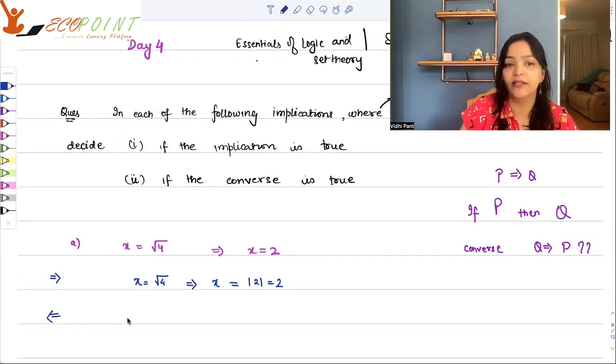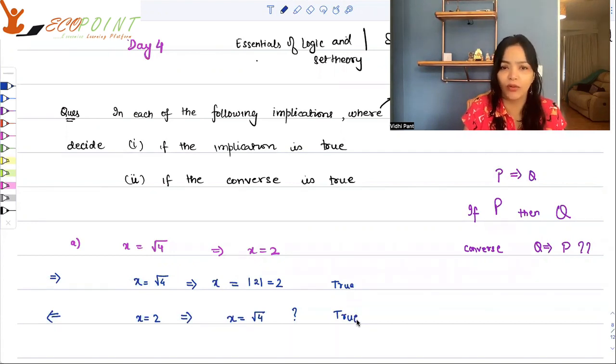What about the other way around? So basically, in case X is equal to 2, then does that imply that X is equal to square root of 4? Is that true? Absolutely, yes. So this is true. And in fact, this is also true, because in case X is equal to 2, I can write X is equal to square root of 4, because square root of 4 will give me 2 only. So both ways it is correct.